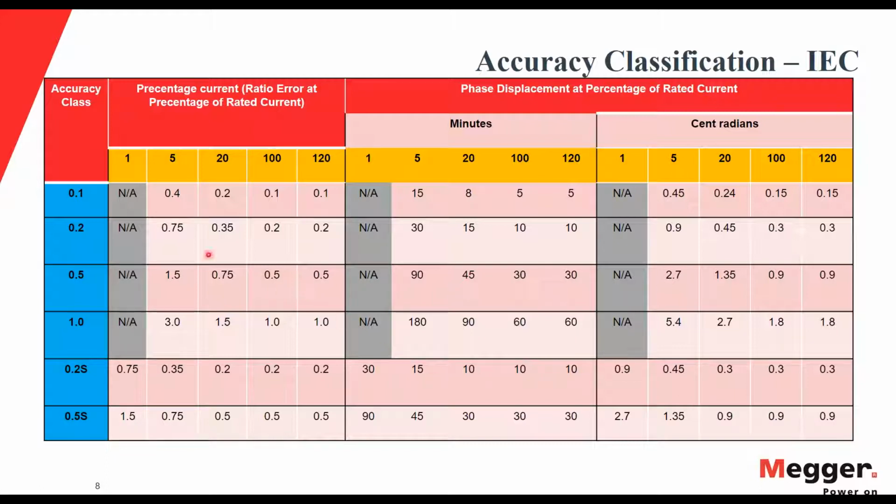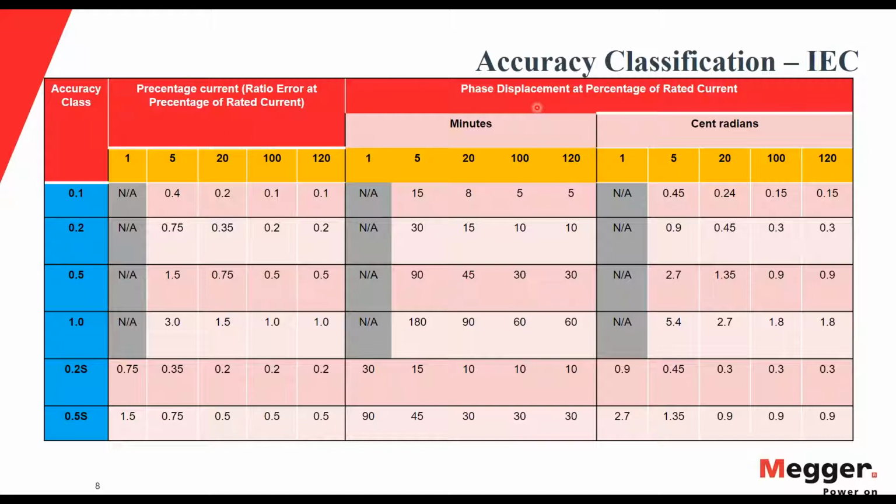We have 6 classes. This accuracy class represents the percentage error accepted at 100% of the rated current. So this is 0.1% accepted error, plus or minus. This is the first class, and it defines not only the ratio error, but also the phase displacement, because the phase displacement between your primary and your secondary is part of your ratio.